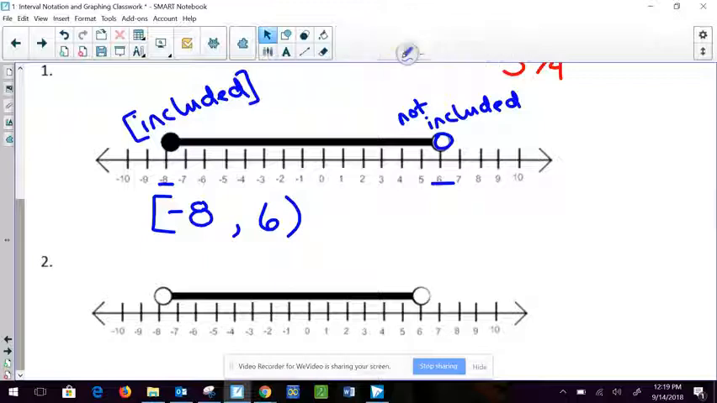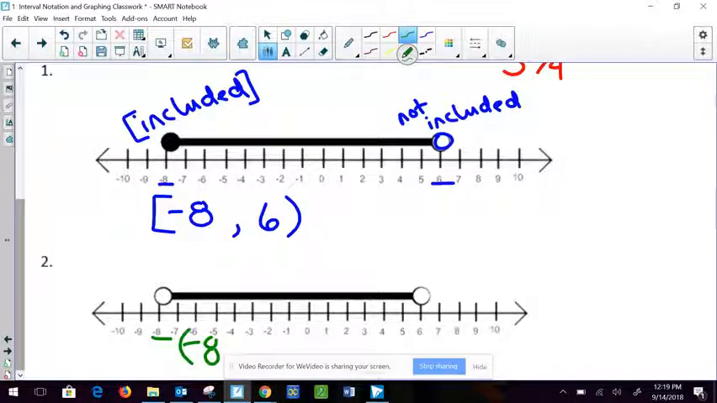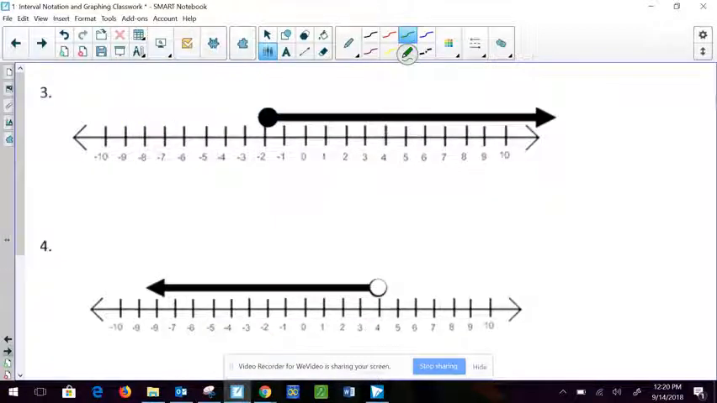Looking at number 2, again, we look at where our first dot was at, -8. It's an open circle, so that is our parenthesis because it's not included, comma. And then it goes all the way to the 6 again, and that 6 also has an open circle. So that's also going to get a parenthesis. In this situation, it means all the values that are graphed are from -8 to -6, not including either of those two numbers.